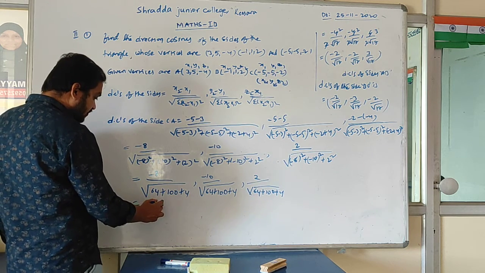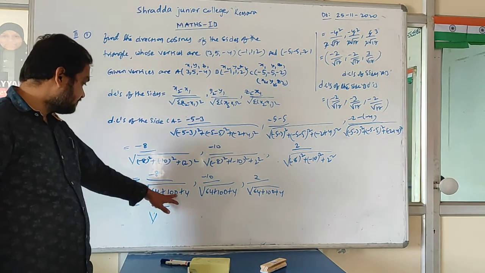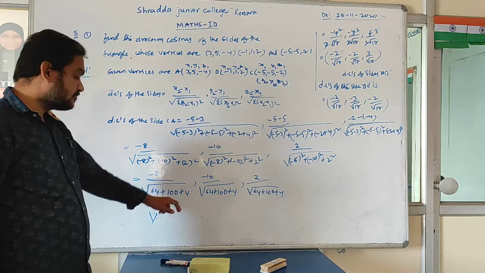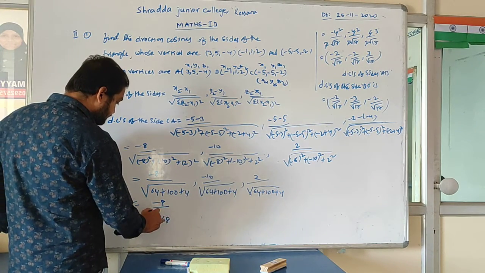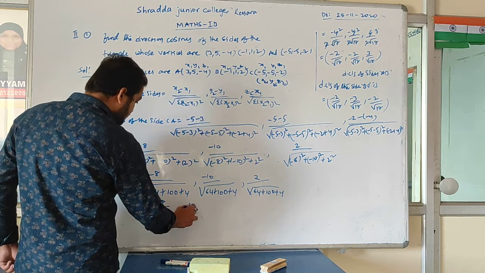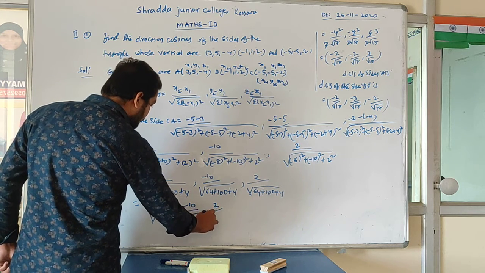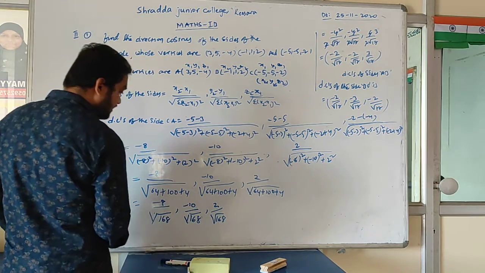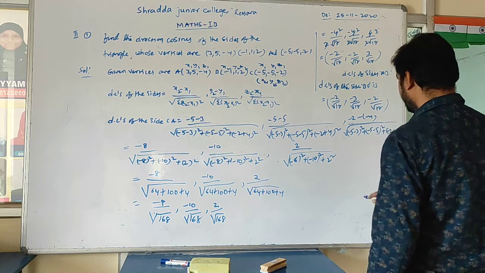This is equals to, what we are getting here? Minus 8 by square root of, this is 164 plus 4. How much is that? Root 168. This is minus 10 by root 168. 2 by root 168. So what we are getting here?